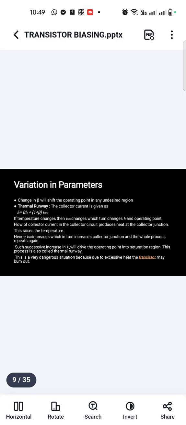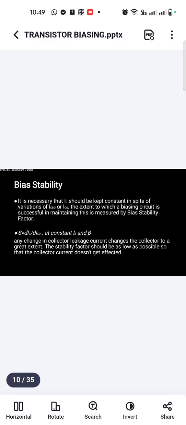Such successive increase in IC will drive the operating point into the saturation region. This process is also called thermal runaway. This is a very dangerous situation because due to excessive heat, the transistor may burn out. Okay, next one, bias stability.